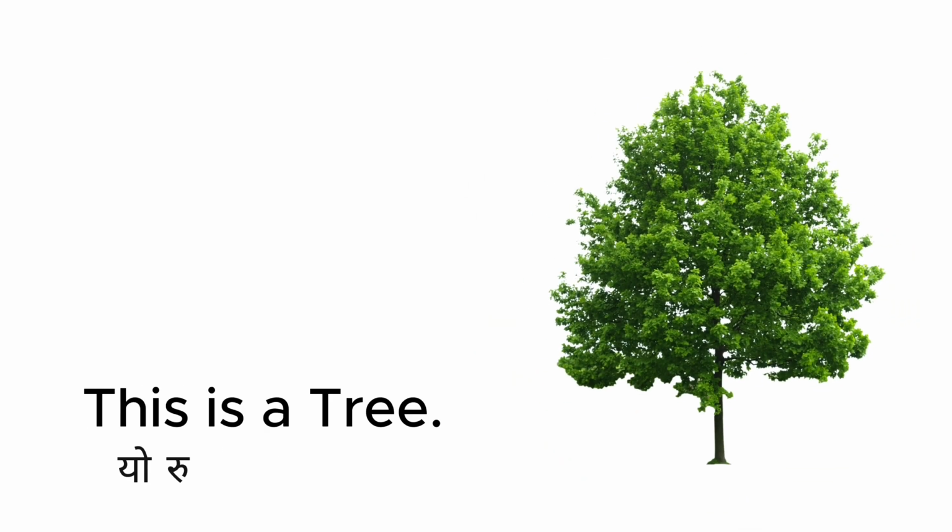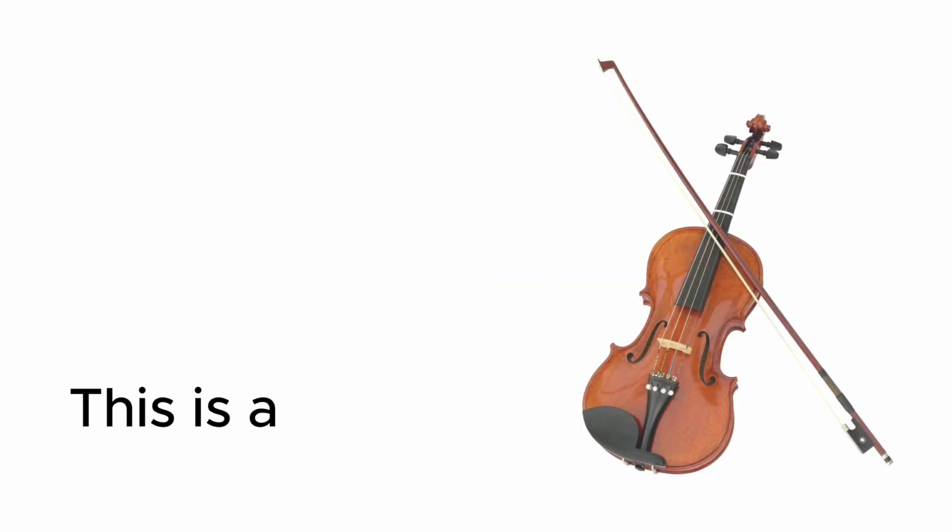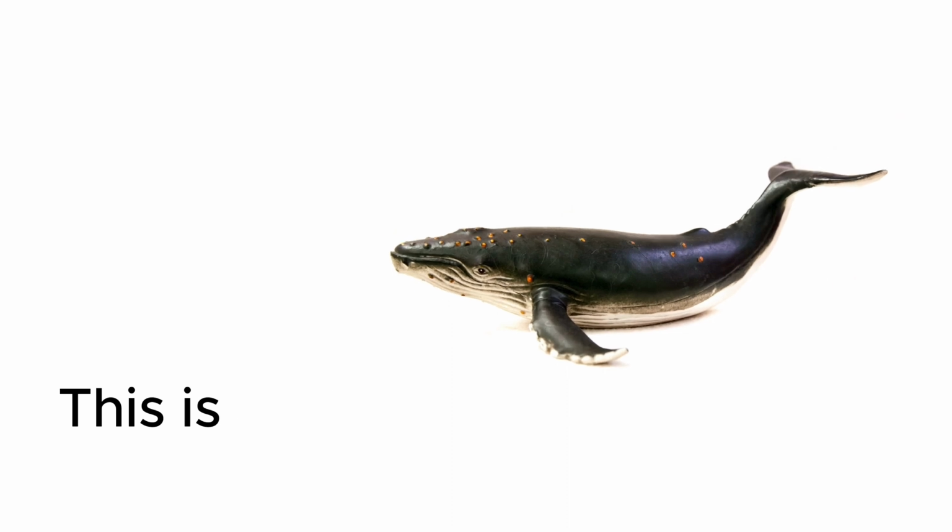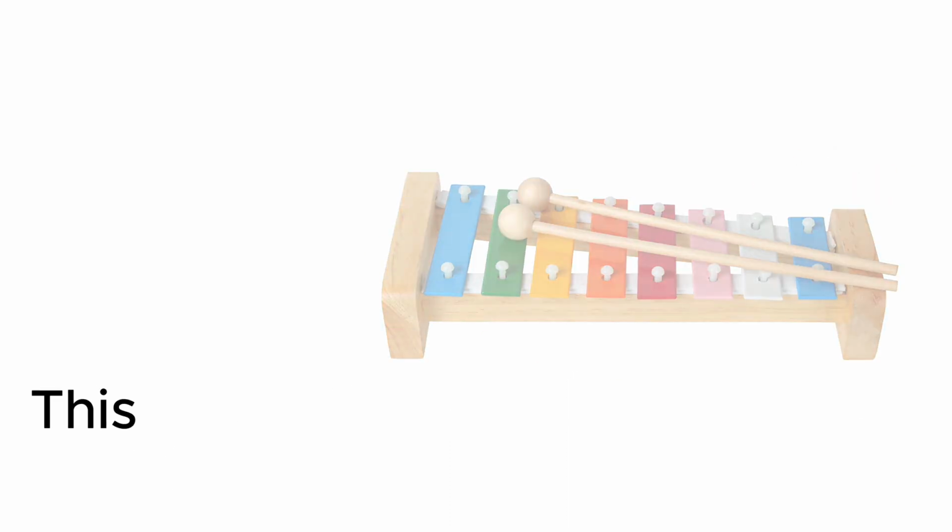This is a tree. This is an umbrella. This is a violin. This is a whale. This is a xylophone. This is a yellow. This is a zebra.